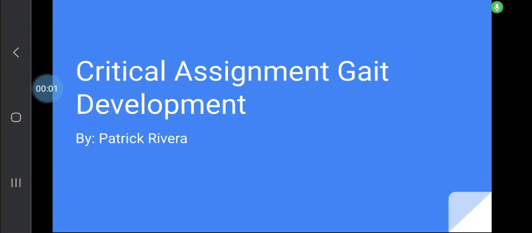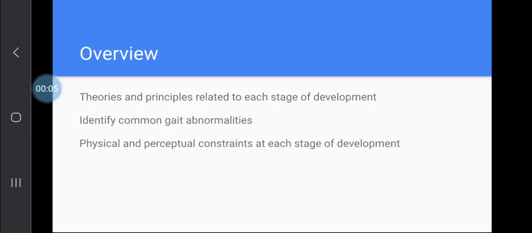Critical Assignment: Gait Development by Patrick Rivera. Overview: theories and principles related to each stage of development. Identify common gait abnormalities, and physical and perceptual constraints at each stage of development.